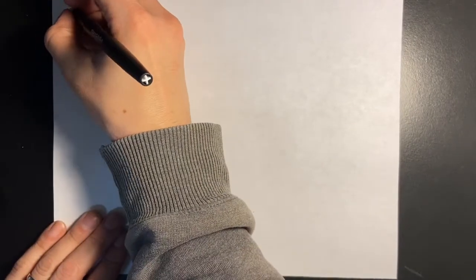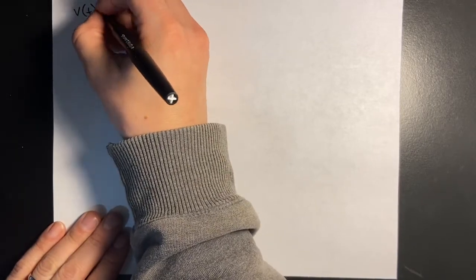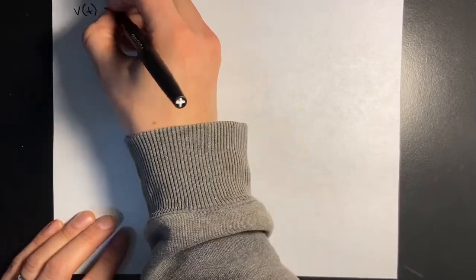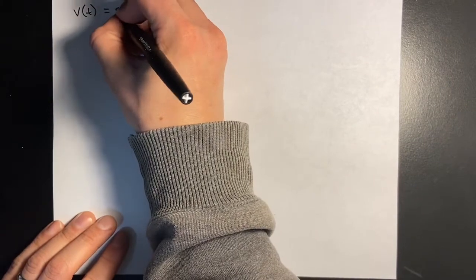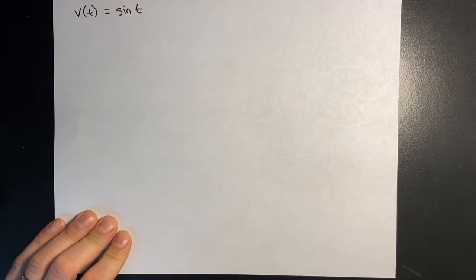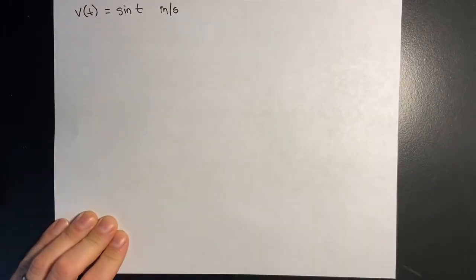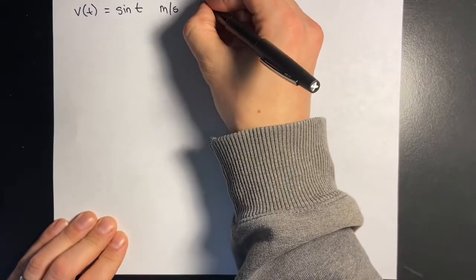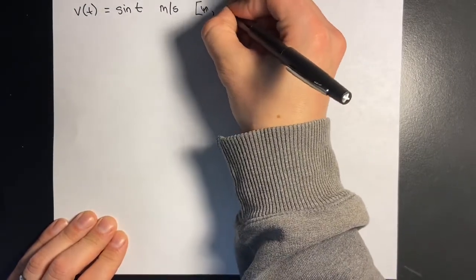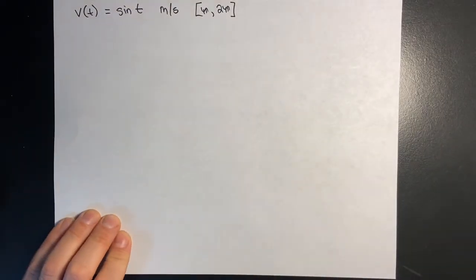All right, boys and girls, last problem. We are being asked to find the velocity of a particle whose velocity is sine t meters per second. I care about going between pi and 2 pi.